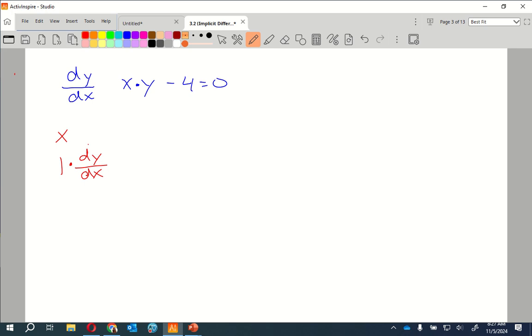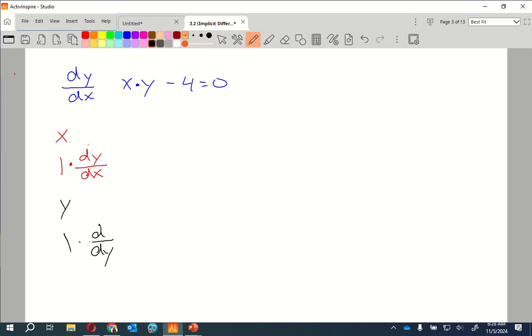The next one is going to be my y's. So it's y, and the derivative is going to be, what's the derivative of y? 1, and this is dy. Because I'm taking the derivative in terms of y this time.